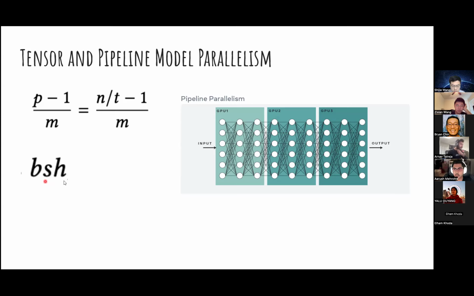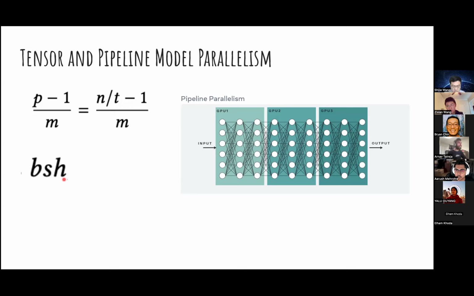BSH, what is that? So for each microbatch, and I'm talking here about pipeline parallelism, the total number of communications that need to be performed between every pair of consecutive devices or consecutive GPUs is given by BSH. B stands here for the batch size, so the batch size of one microbatch. S is the sequence length of the input, and H is the hidden size, basically the size of the hidden layers of the neural network.